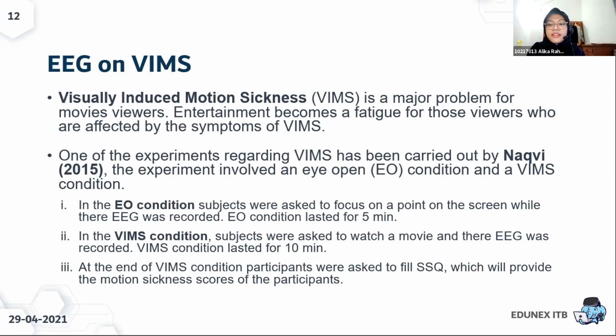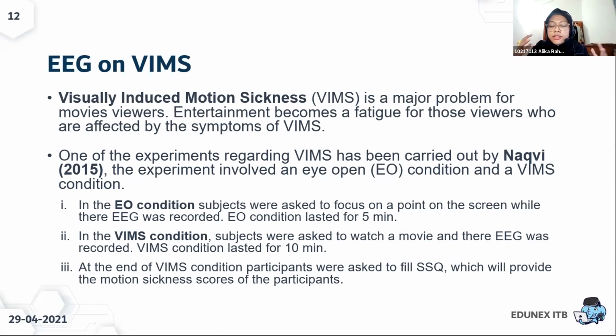We already know how the EEG works and the placement of electrodes by the 10-20 system in general. Now let's discuss one common case, which is VIMS, or visually induced motion sickness. It says that VIMS is a major problem for movie viewers, so entertainment becomes a fatigue for those viewers who are affected by this symptom.